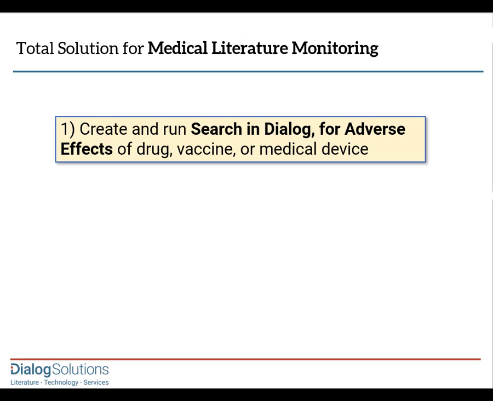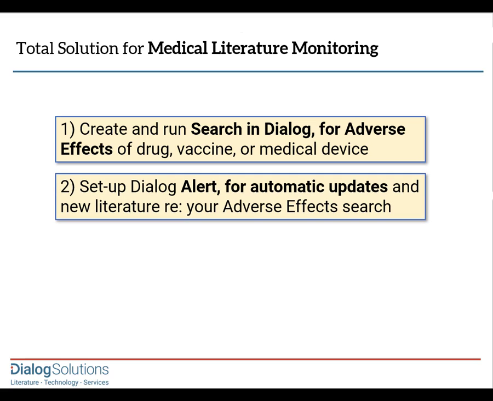In the last two videos, we saw how to create and run a search in Dialog for references to any adverse effects of a drug, and how you can set up an alert that will rerun the search for you automatically on a regular scheduled basis of your choice, such as monthly or weekly, or even every day for some databases, and then email the results to you also automatically.